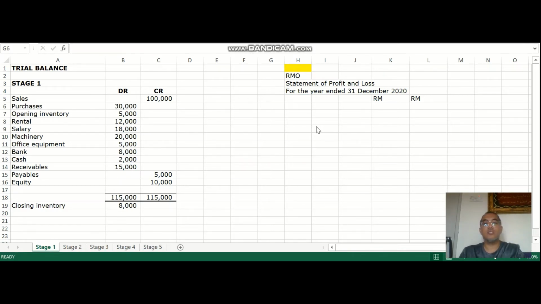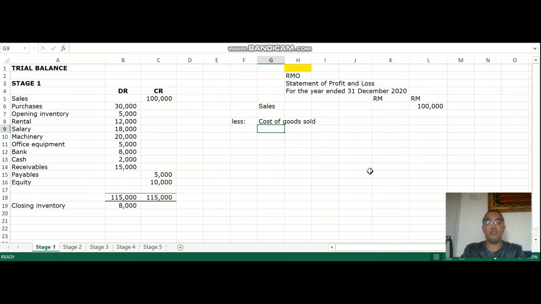Okay, we start with the sales. Our sales is 100,000. Good. And then you have to minus or less cost of goods sold, cost of sales. Cost of goods sold is the cost incurred from the trading business, that is, you buy and sell.